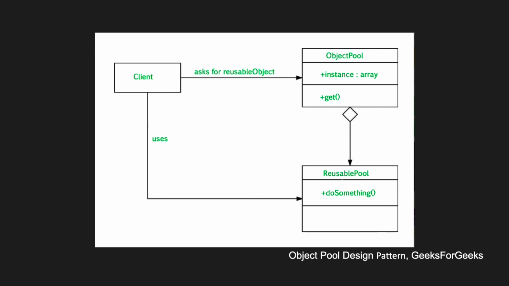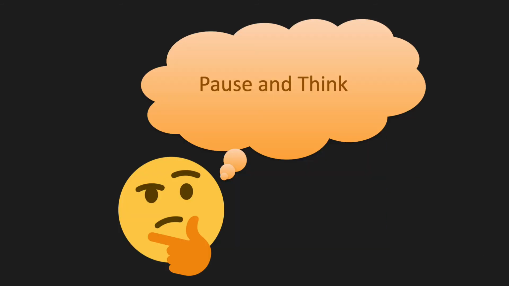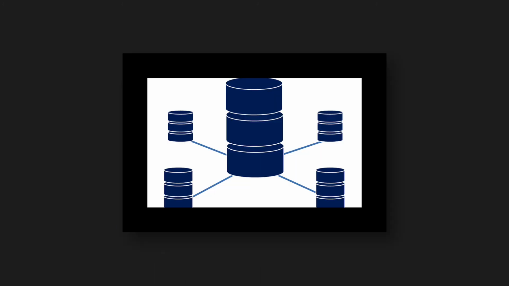Object pool maintains a list of available objects and a collection of objects that have already been requested from the pool. Now, I would request you all to pause the video again for 10 seconds and think about possible situations where we could employ this design pattern. Done? Alright, let me tell you one example myself.